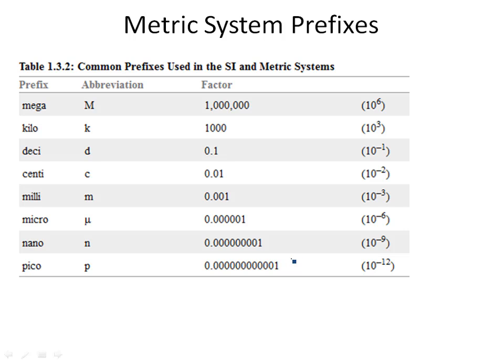Metric prefixes that go along with those units are things you've seen before, like kilo and deci and centi and milli, micro, nano, and pico. And you have to know these. These are important for you to know all of these ones. And you probably do, but if you don't, you better.